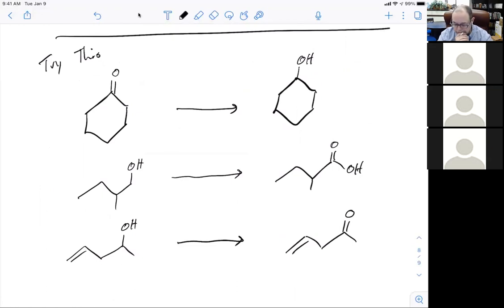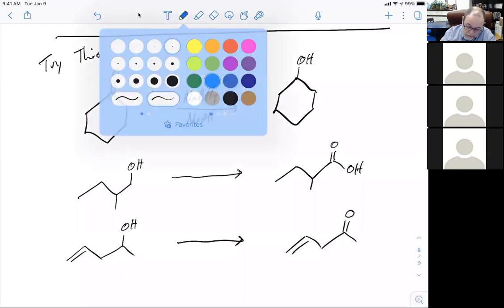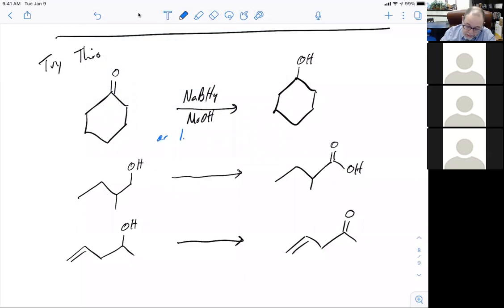Okay, so let's take a look at these three. If we look at the first one, right, we're reducing a ketone to an alcohol. We saw that earlier, right? So we could use sodium borohydride in methanol, right? Or we could have used lithium aluminum hydride followed by water, right?